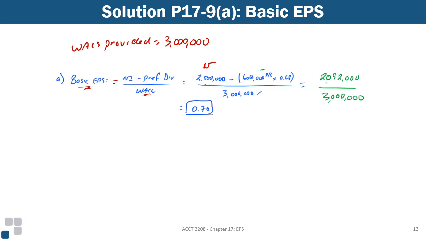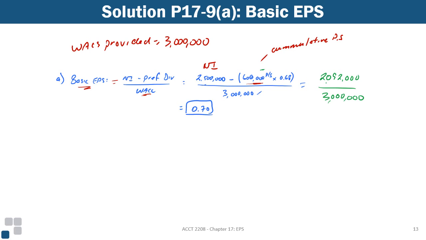Basic EPS equals net income minus preferred dividends over weighted average common shares. The net income was $2.5 million. And then we have to subtract the preferred dividend. The reason why is because this is a cumulative preferred share. So there are 600,000 preferred shares that are outstanding.